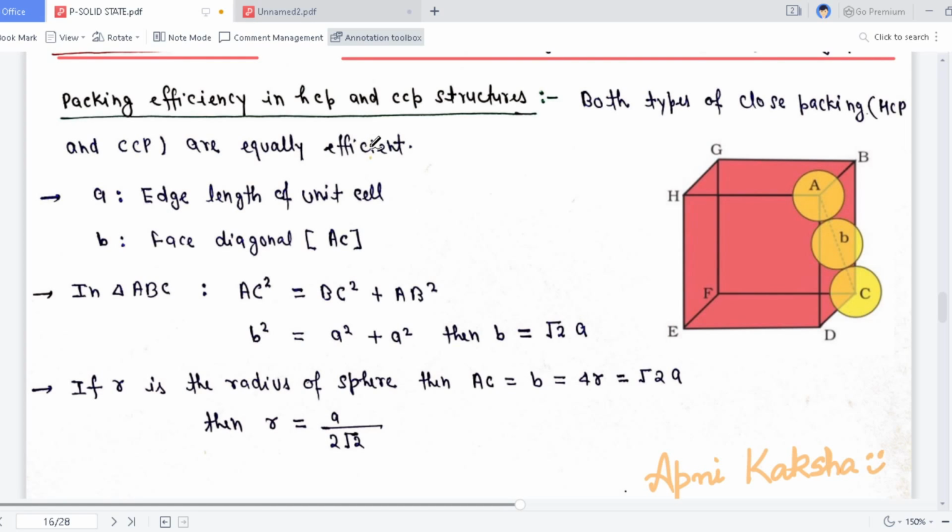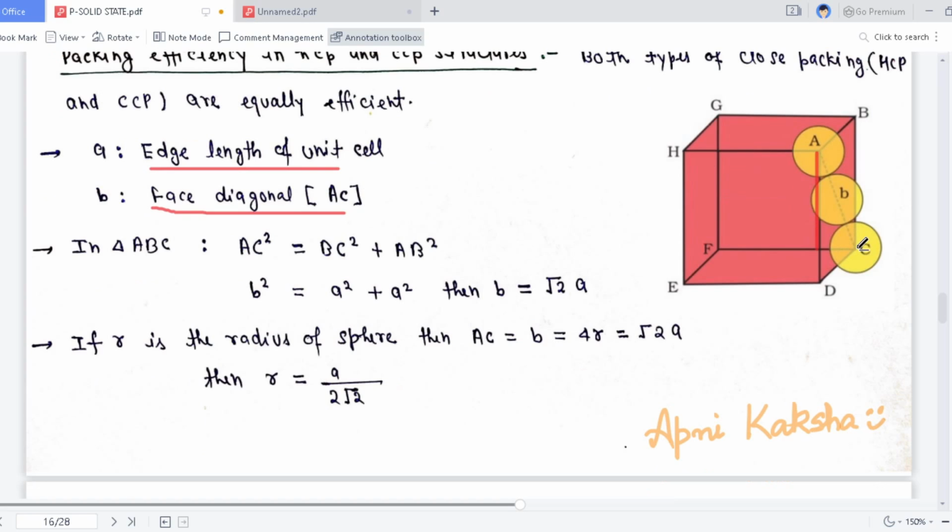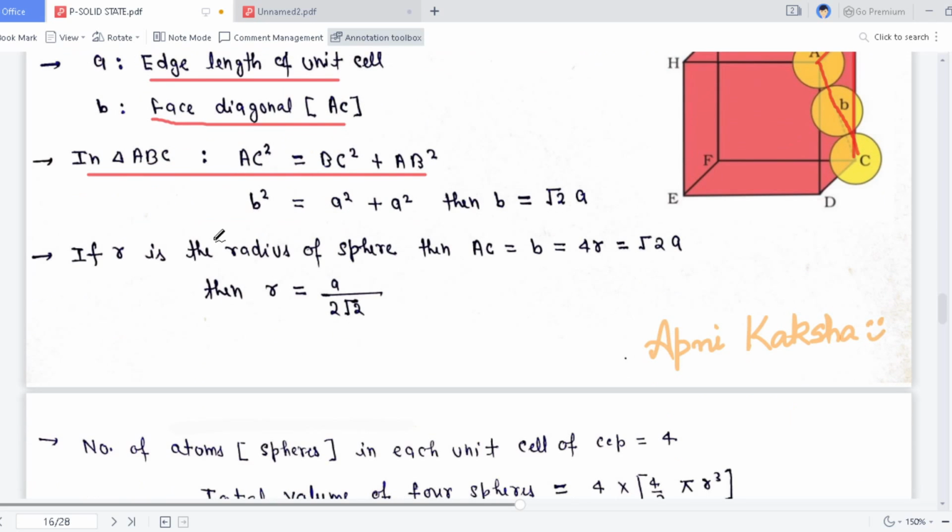So here we are given this. Here A is given as the edge length and B is the face diagonal, that's like AC. This is the face diagonal right here. In triangle ABC, AC square equals BC square plus AB square, by Pythagoras, to find the length of this. It's self-explanatory. Then B square equals A square plus A square, so B is equal to root 2 A.